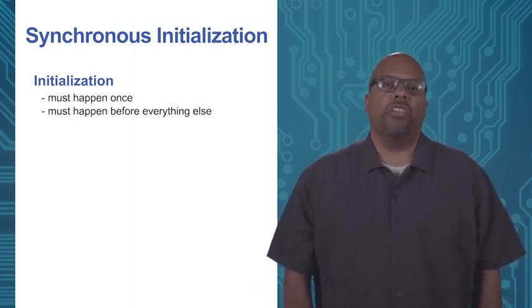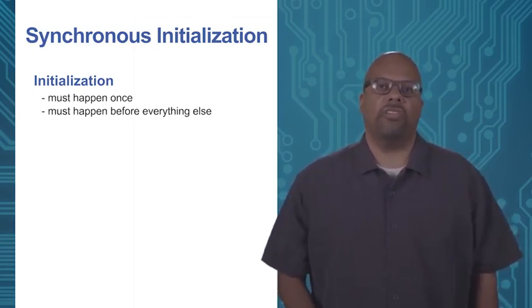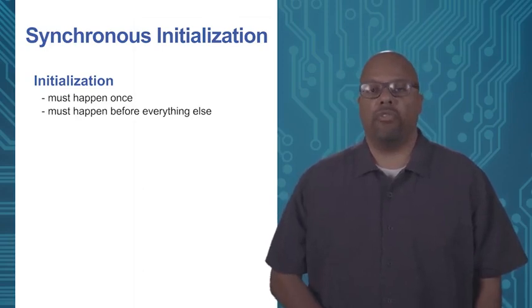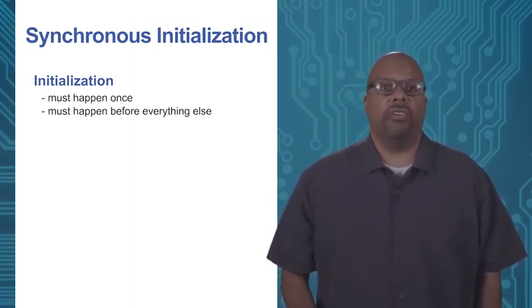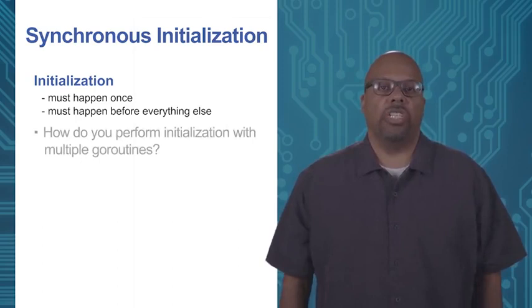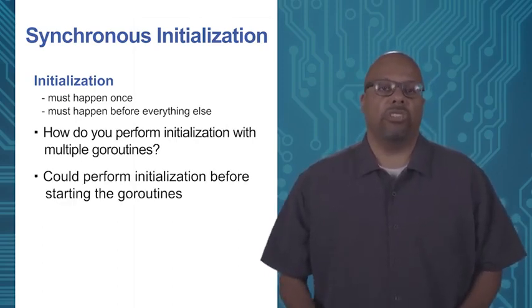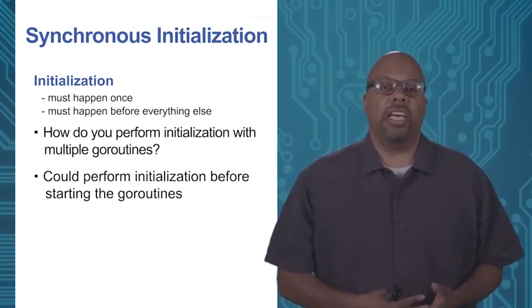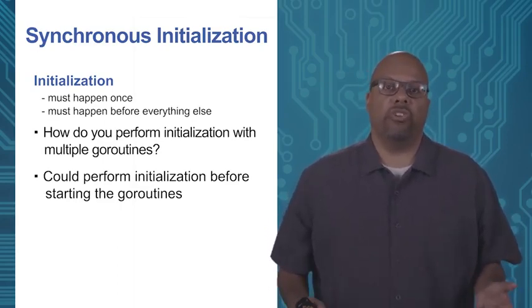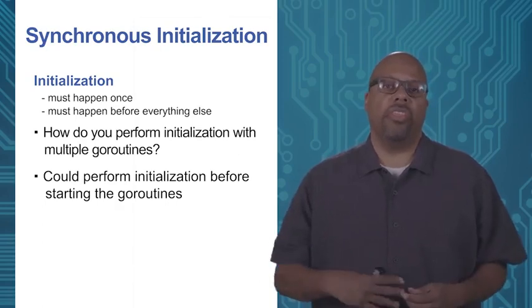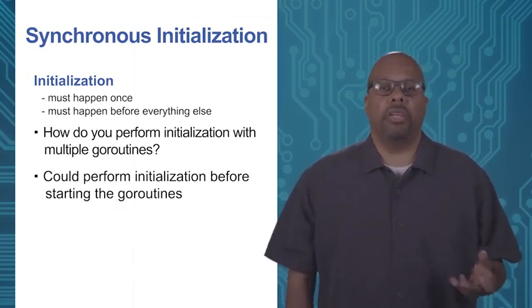So how do you do initialization, guaranteeing that there's some initialization function that happens one time and happens before everything else? How do you guarantee that when you have multiple goroutines? Well, one way is to perform initialization before starting the goroutines. Maybe you can do your initialization inside main, which would be the first goroutine. You could do it at the beginning and only then create the goroutines. But sometimes you may not have that option. So another facility that allows you to do this, part of the sync package, is sync.Once.